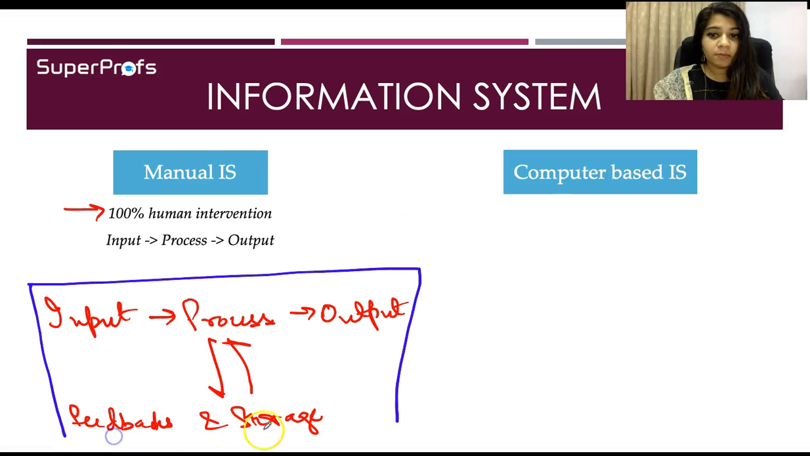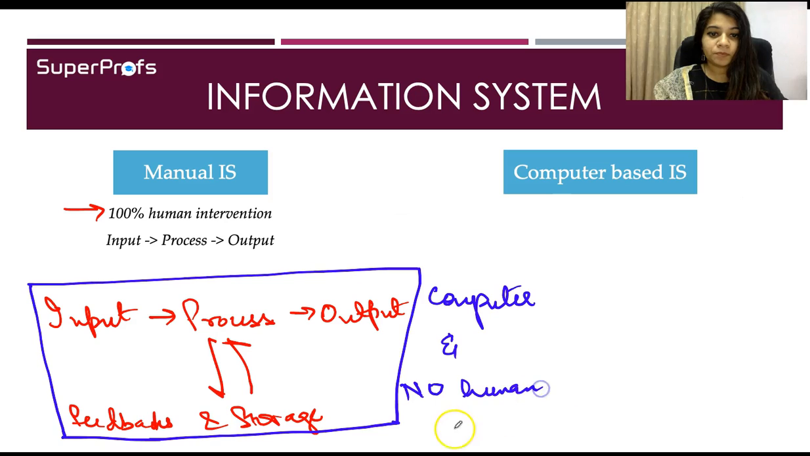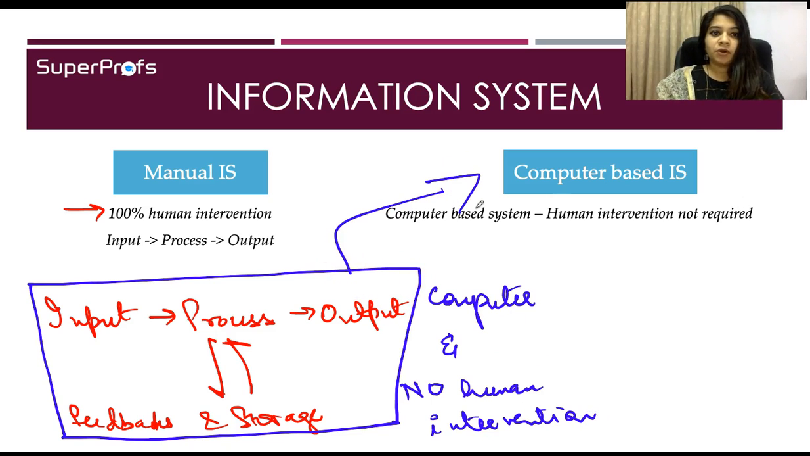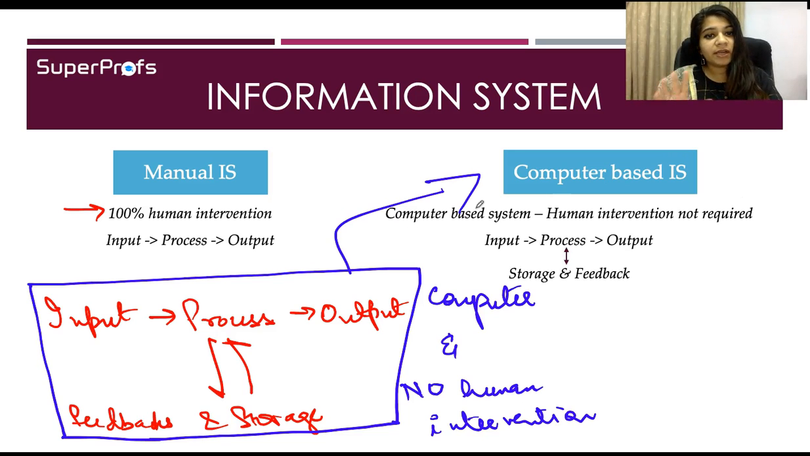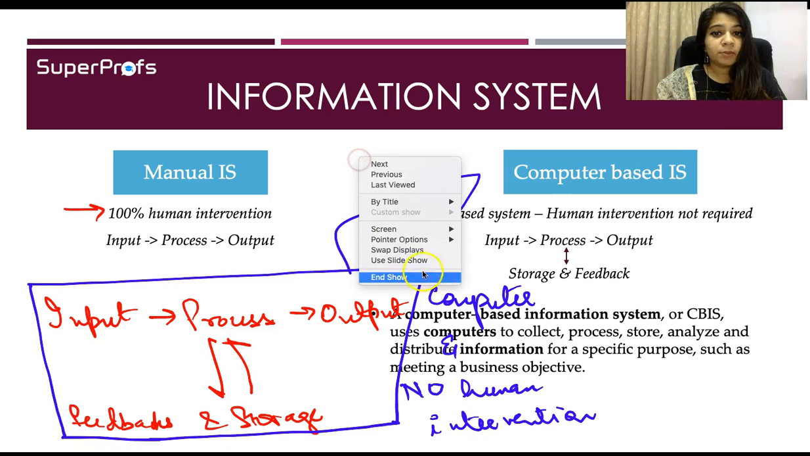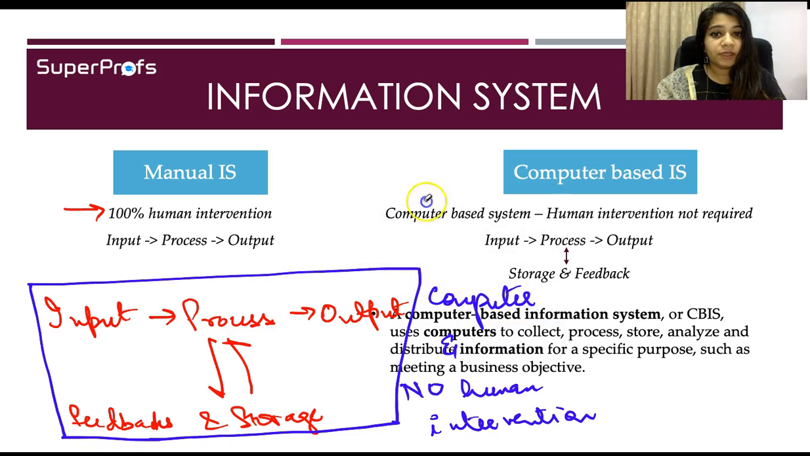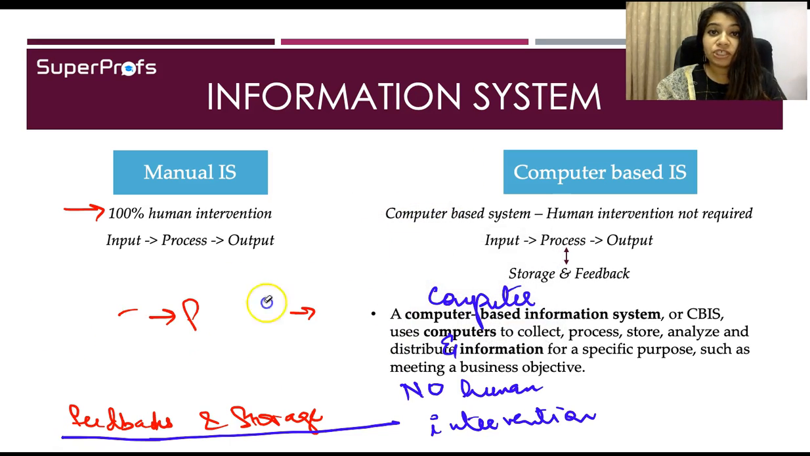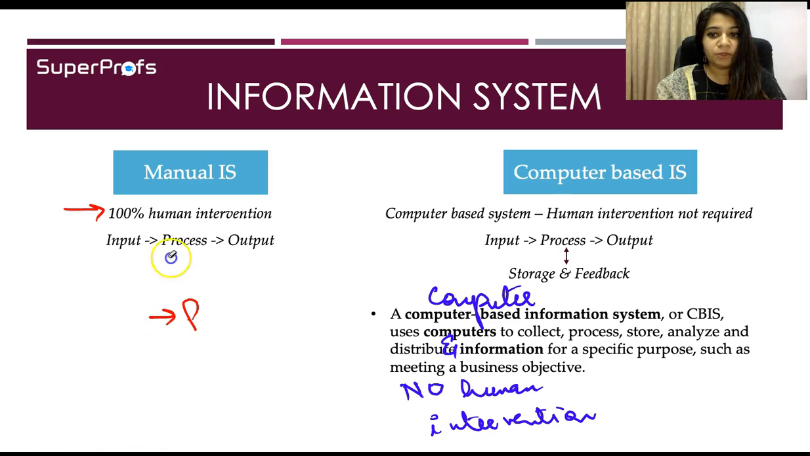And why is that? Because if this is completely done by computer and there is no human intervention, then this is your computer based information system. All right, human intervention is absolutely not required, and the complete process is done by computer itself. So now that the complete process is done by computer itself, the computer obviously has a major role to play in these computer based information systems.